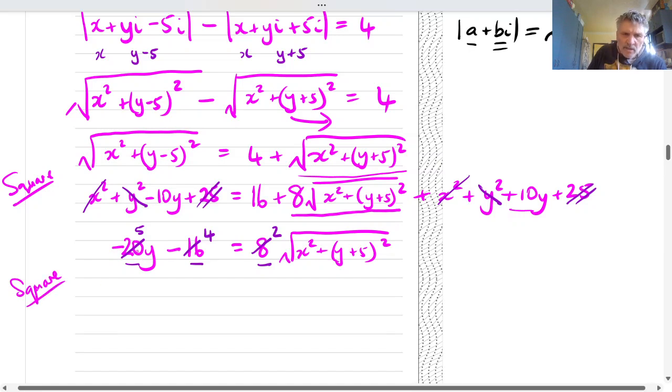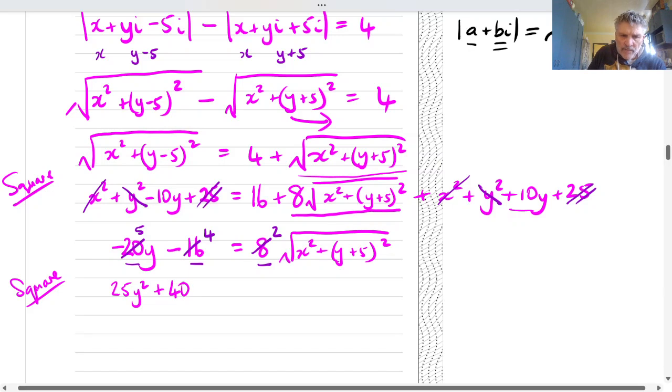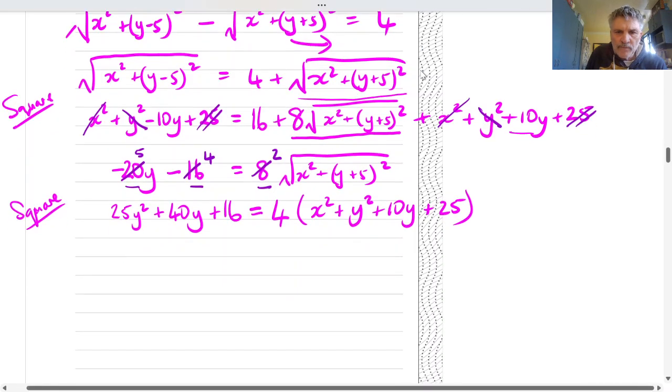Squaring this side, we've got to square this term. We'll get 25y squared. We've got to get 2 lots of the mixed term. Minus times minus is plus. 5 times 4 is 20. 2 lots of that is 40. And we've got a y here. Square this, we get 16. That's going to be equal to the square of 2, we get 4. And then we get rid of the square root. And I'm multiplying out the (y plus 5) bracket again. So we get this from squaring it.